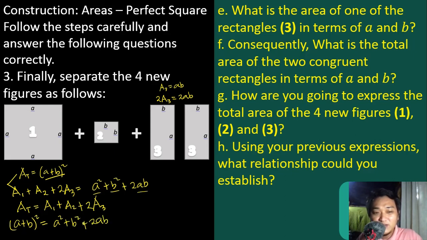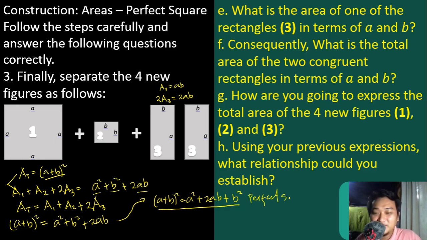Oh, so medyo magulo pa, no? So we will arrange. I-arrange natin siya ng mas maganda. So that is also the same as the quantity A plus B squared is also equivalent to A squared plus 2AB plus B squared. Okay, so ito po yung relationship natin that pertains to what? The perfect square trinomial.